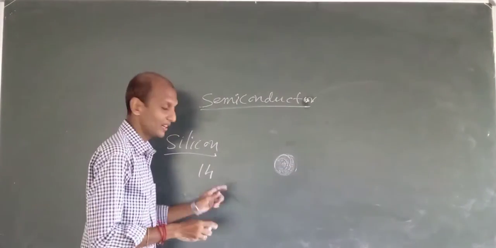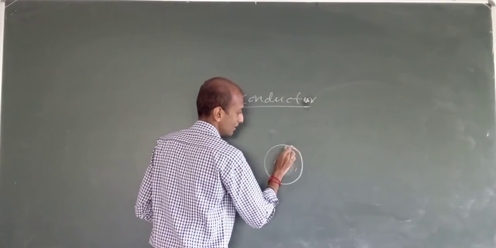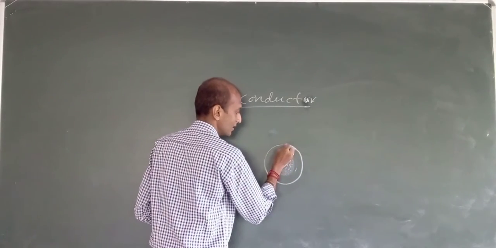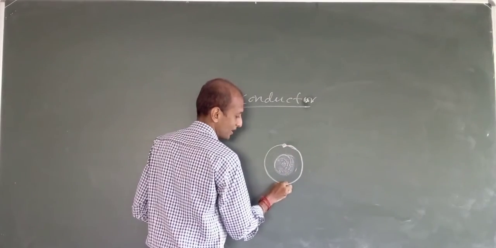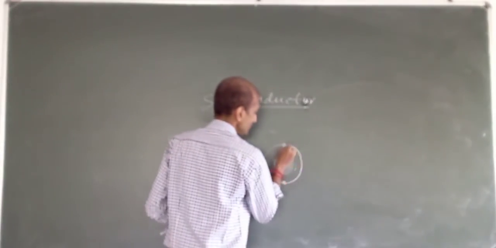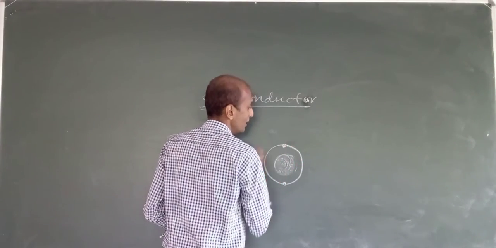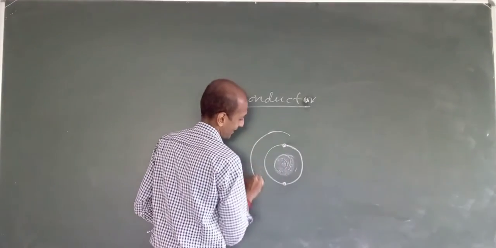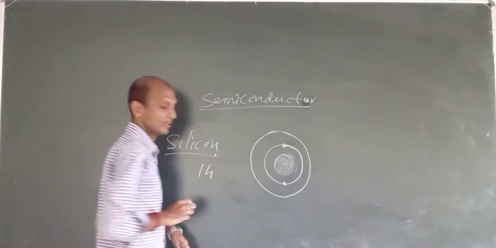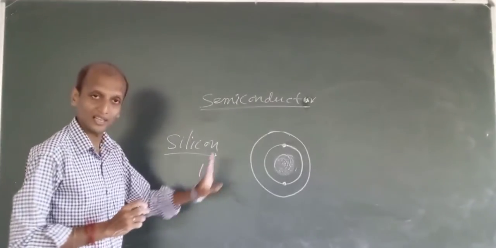Okay, now the central nucleus we have. After that comes the first orbit. How many electrons can the first orbit have? 2 electrons. Yes, the first orbit can have only 2 electrons, by the rule. Then what comes? The second orbit. Okay, I have shown the second orbit.